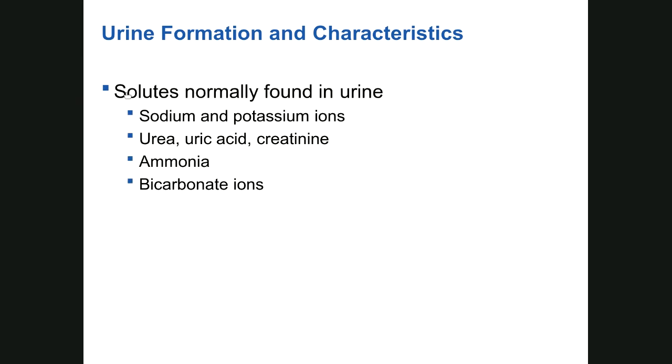Solutes which are normally found in urine. Now this is important. What is possible to be found in urine? Sodium and potassium, it's acceptable to find them. Urea, the end product of protein catabolism, uric acid, creatinine, ammonia, bicarbonate, these are acceptable to be found in the urine. What is not acceptable? If anyone has a problem and they take a sample of urine for general urine analysis, what is acceptable and what is not acceptable? Those in front of you are acceptable to be seen in the urine sample. But what is not acceptable to be seen?